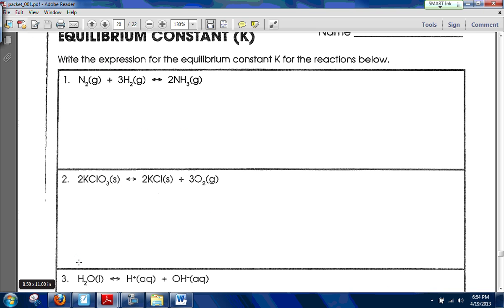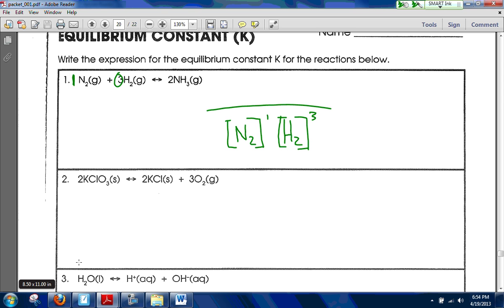So the A's and the B's are our reactants. Okay? So I have N2 raised to the first power, because there's an invisible 1 right here. I'm going to have H2 raised to the third power. That's the 3. That's the bottom. That's the A and the B. Now I don't have a C and a D, I just have a C this time.